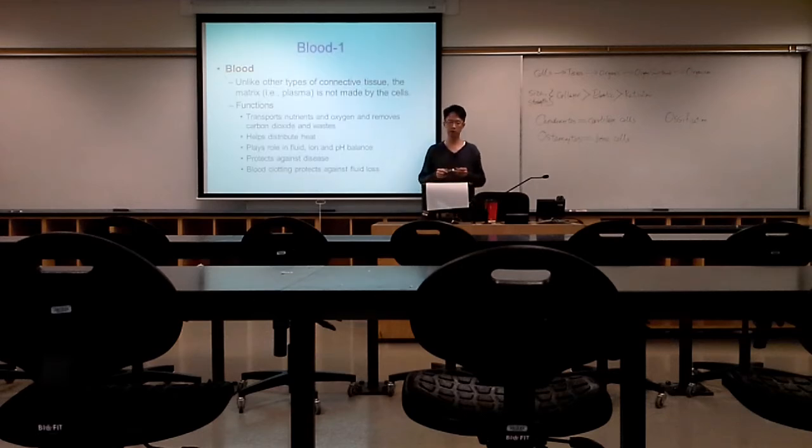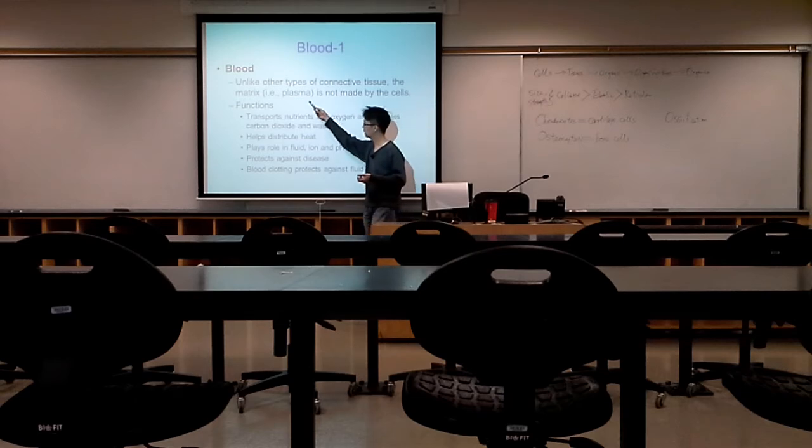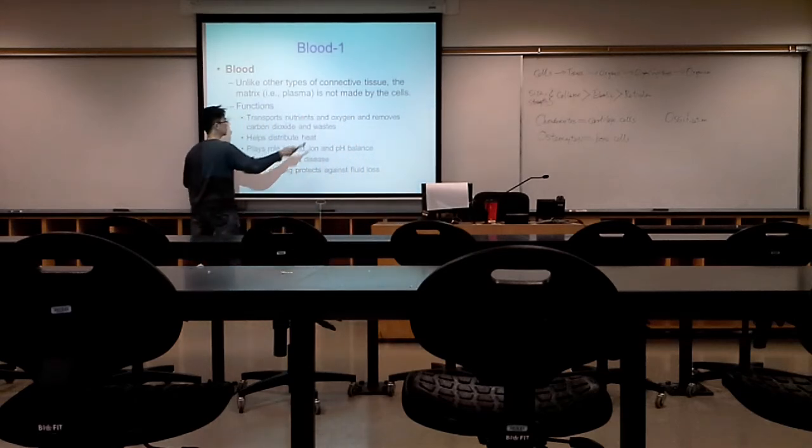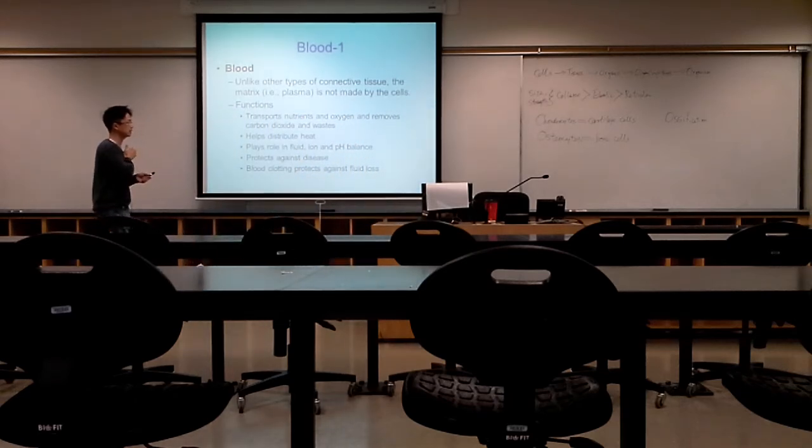Blood is also a type of connective tissue. We have blood cells. As I mentioned, the definition of connective tissue is that it must have connective tissue cells, in this case the blood cells, and it must have matrix. The matrix here will be the plasma. Plasma is the matrix for the connective tissue blood.